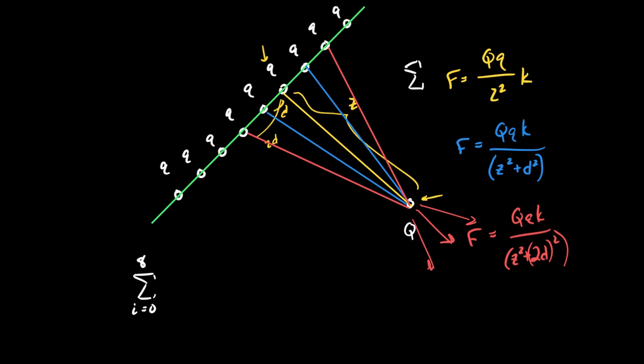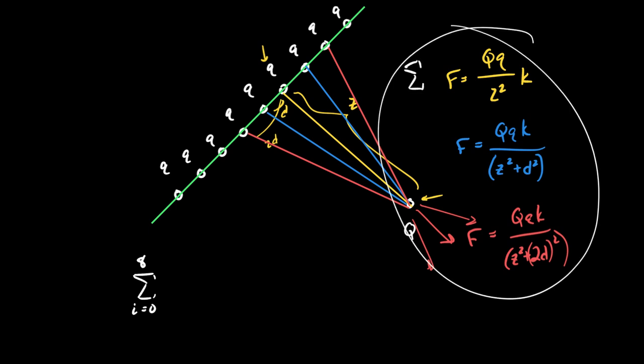Okay. I could write this as a summation. I could say the top is always Q, Q, K, and the bottom is always z squared plus I times d, quantity squared. This is what a summation would look like.